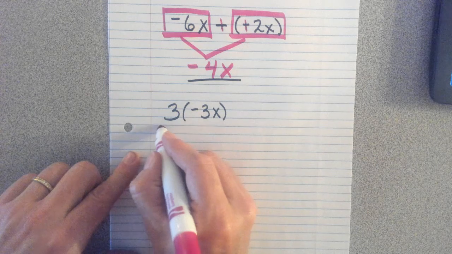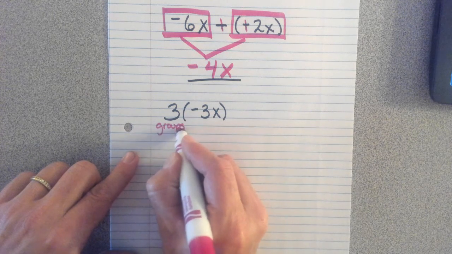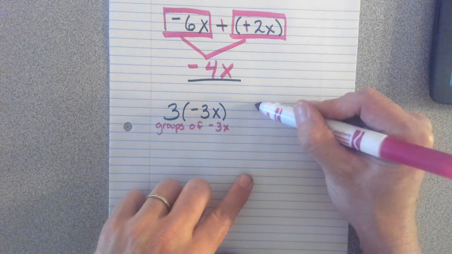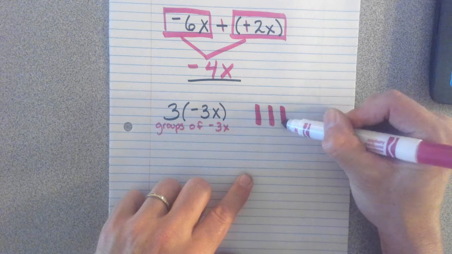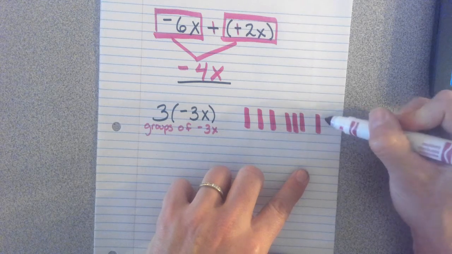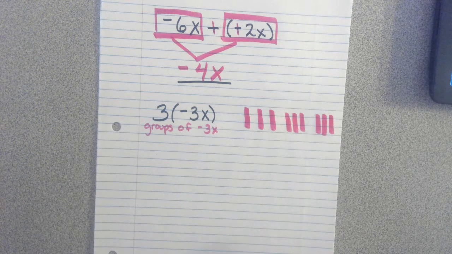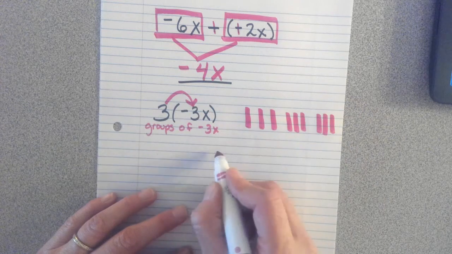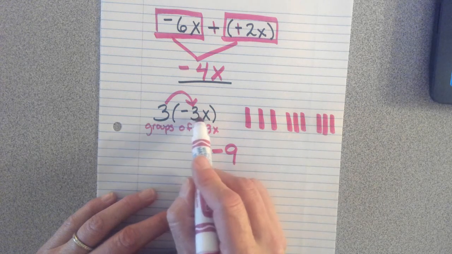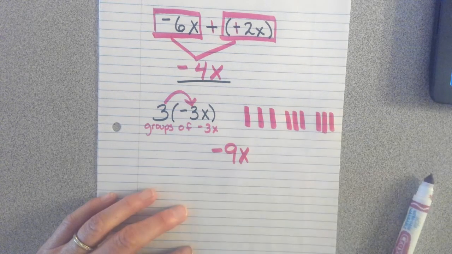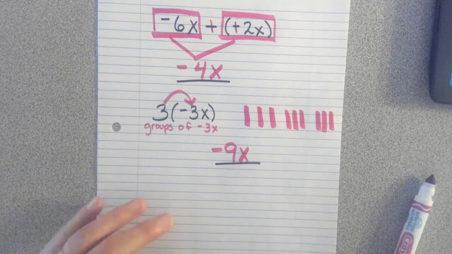What this means is I have 3 groups of -3x's. So here's one group of -3. I'll just draw 3 red lines. Here's another group of -3. And another group of -3. So what's my final answer? I have how many negatives? 9. -9 x's. Because 3 times -3 is -9, and 3 times -3x would be -9x, indicating I have 9 negative x's. Underline that. You are done.